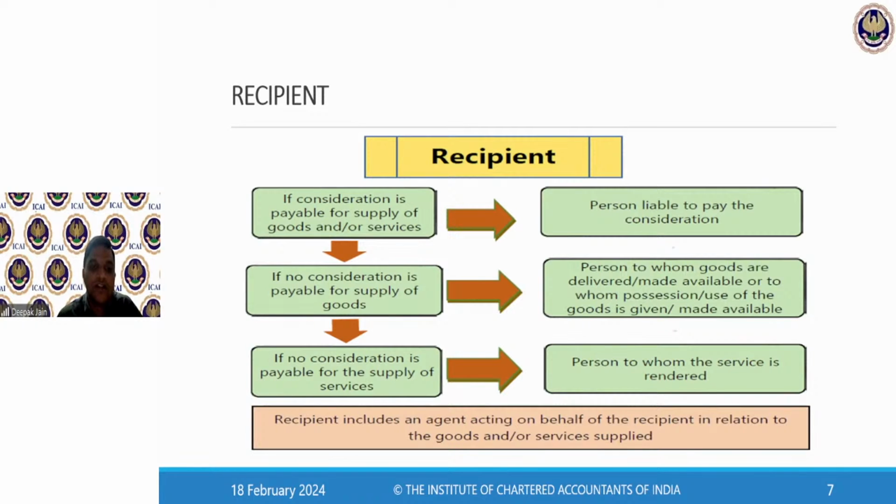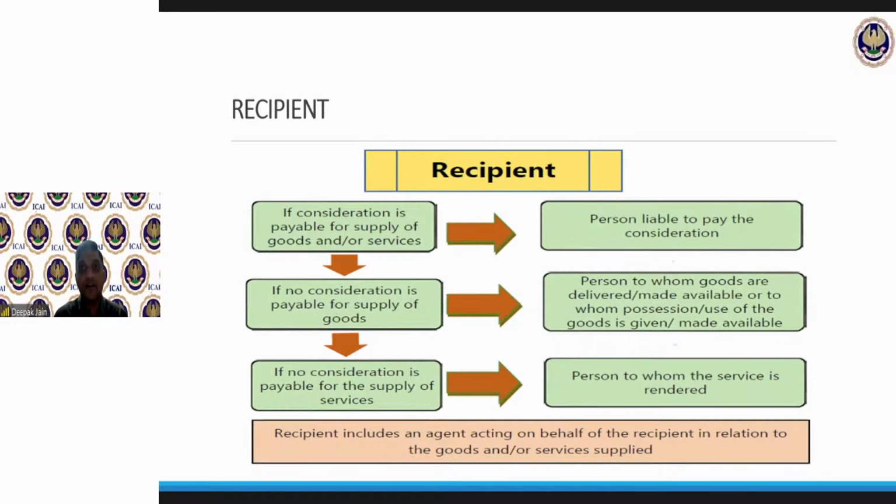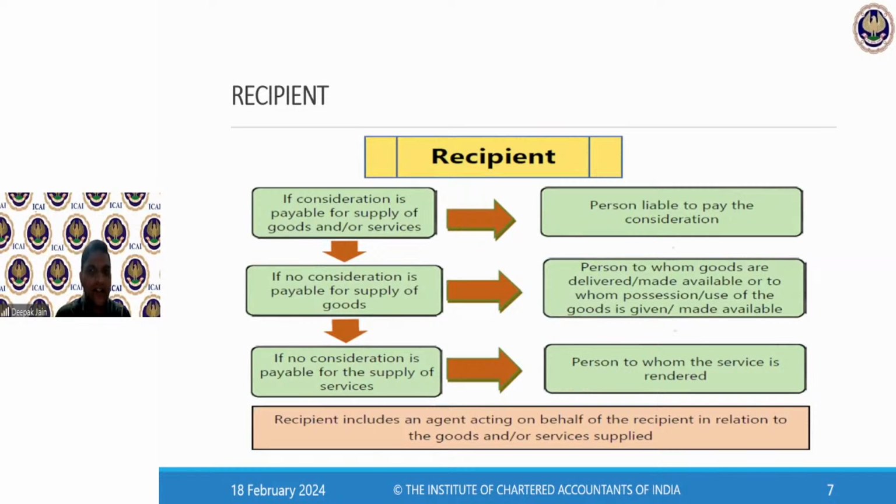If there is no consideration payable, it could be some transactions like in Schedule 1 transactions, where a related party's consideration is not payable. Then the person to whom goods are delivered or made available, or to whom possession or use of the goods is given or made available, becomes the recipient. In the case of a branch transfer, there's no obligatory consideration because it gets adjusted in the books of accounts. I have to pay the branch and the branch has to pay me.